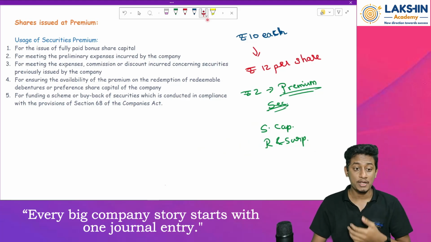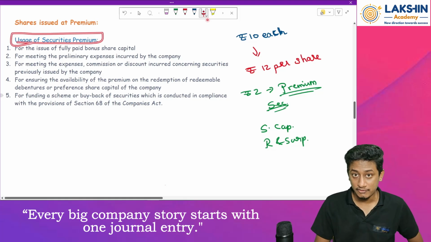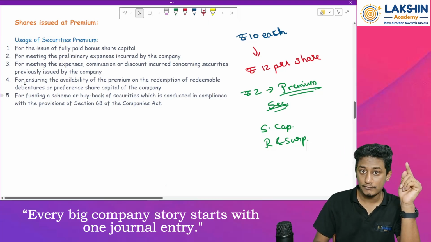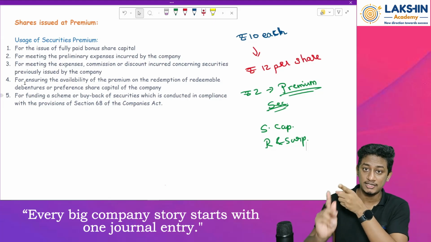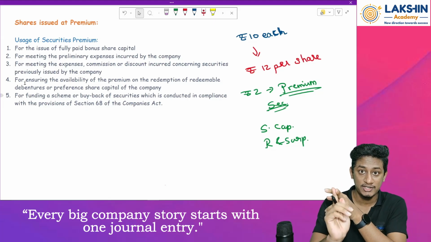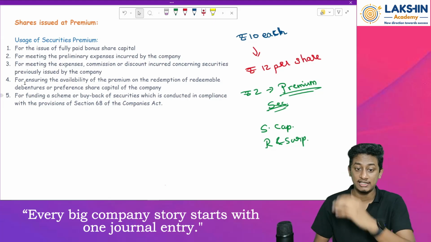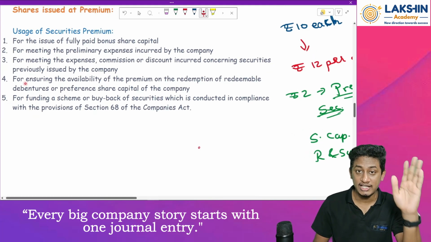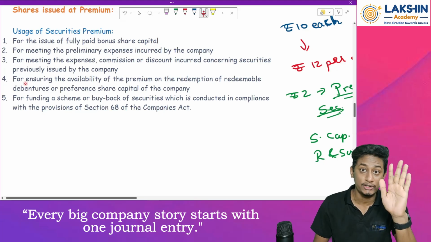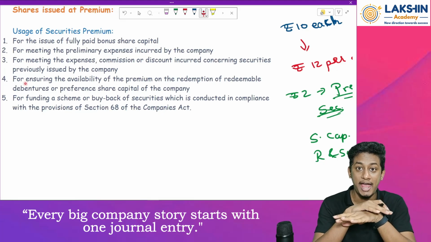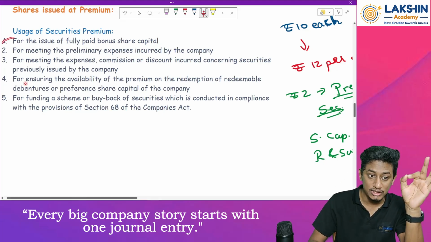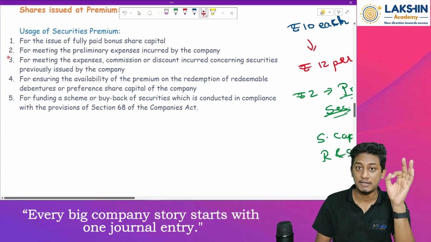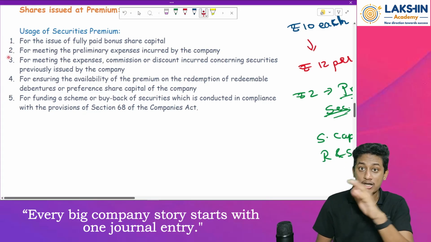Okay. So now, where can this securities premium be used? Remember, whenever I am teaching this topic, it is linked to your other units, that is your units on bonus, preference shares, and debentures. Please listen to this carefully. There are only five use cases of securities premium. You cannot use securities premium as you wish. You need to use it only for these five purposes. These purposes are mentioned in the Companies Act, and we cannot avoid the Companies Act.